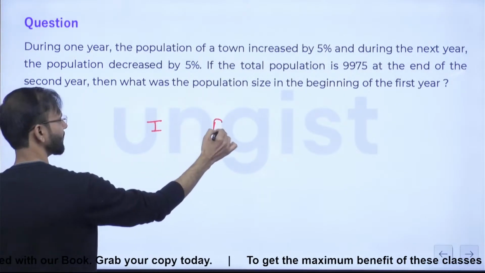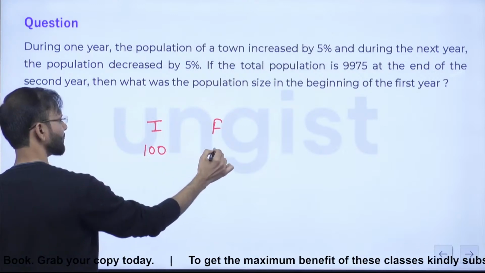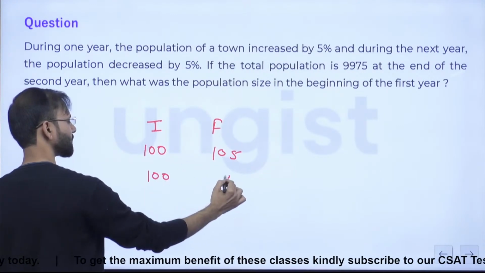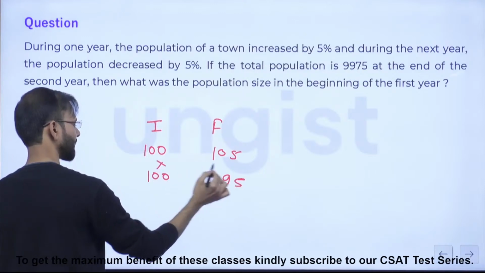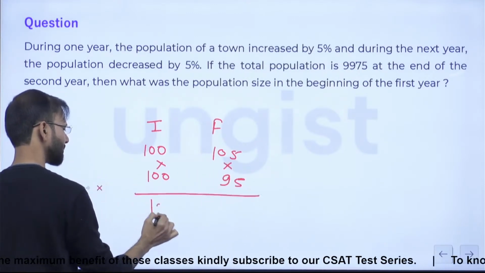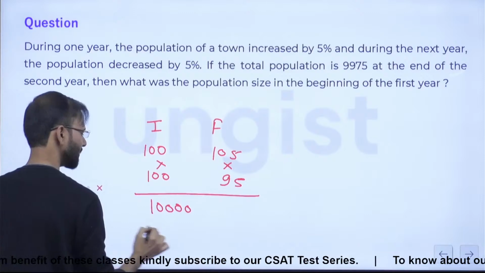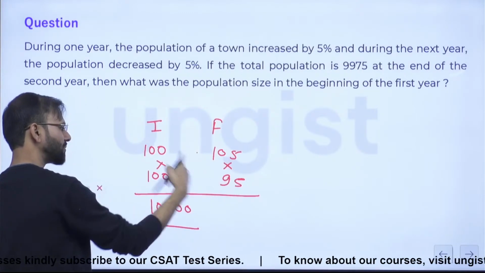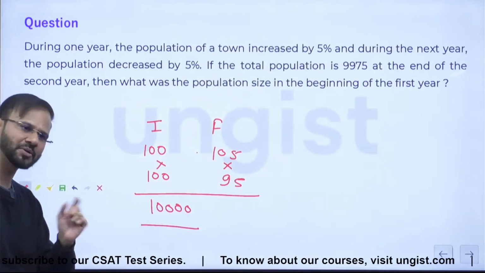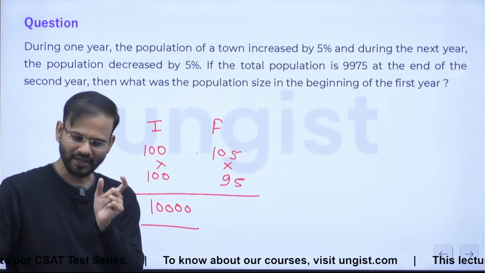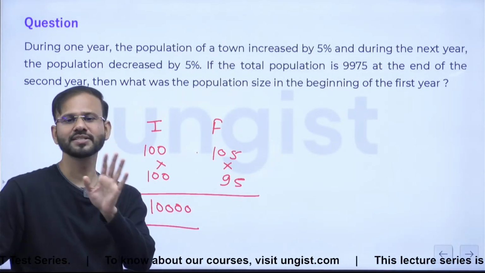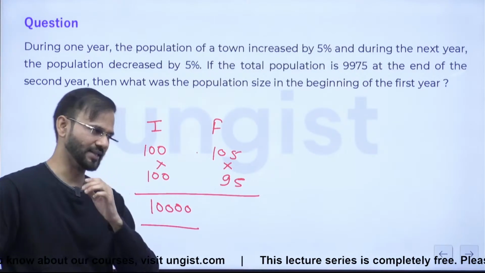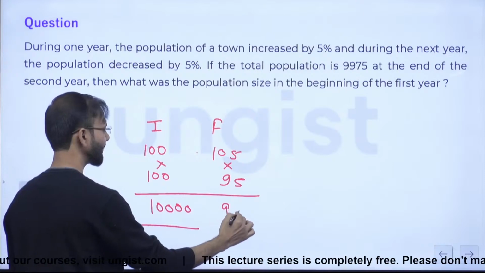इनिशियल एंड फाइनल. 100 becomes what? 105. And here 100 becomes what? एक बार डिक्रीज हुआ, एक बार इंक्रीज हुआ. So this is the final. I mean initially was this, and guys this is 100 plus 5, 100 minus 5. A plus B, A minus B. So 100 square minus 5 square. 100 square is 10,000. 10,000 minus 25 will be? Yes, this is 9975. And look at the data, guys.